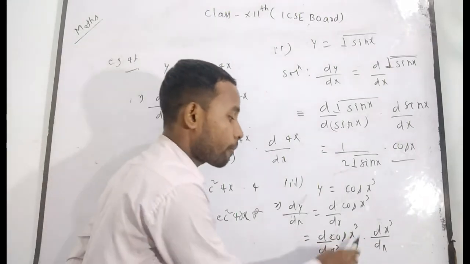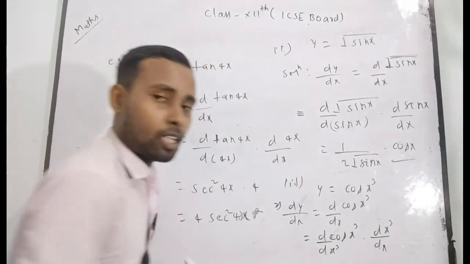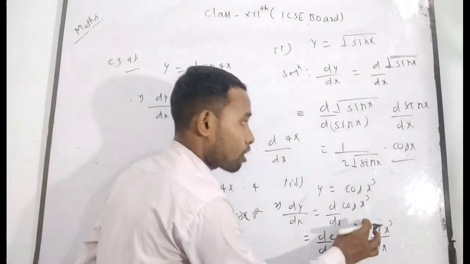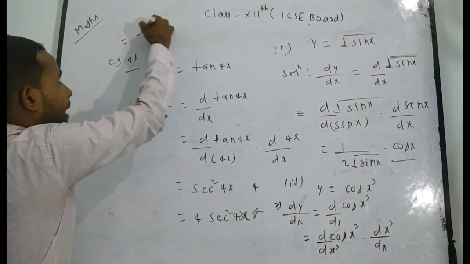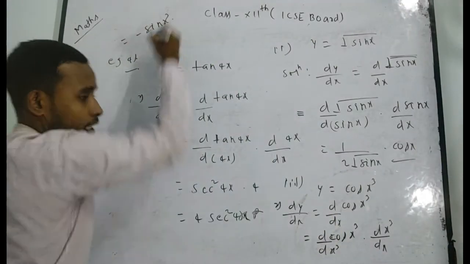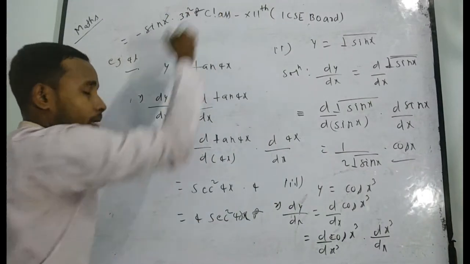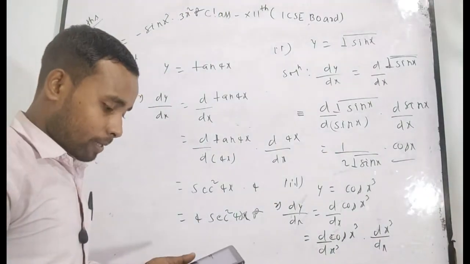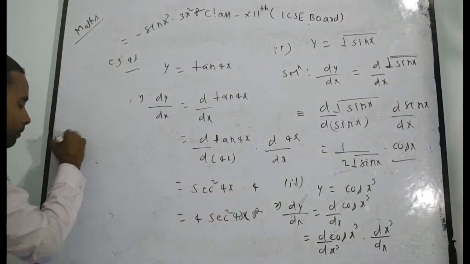Suppose that x cube is theta. Cos theta is differentiated with respect to theta. So the derivative of cos theta will be minus sin theta. So its answer will be minus sin x cube into the derivative of x cube, which is 3x square. So it is the multiplication of these. I think you understand very well. Again, I want to take the fourth problem.